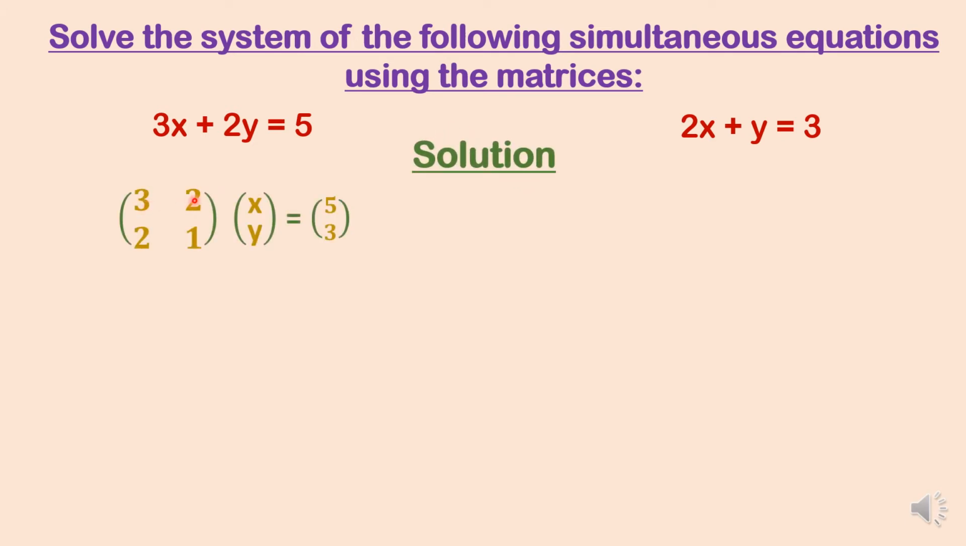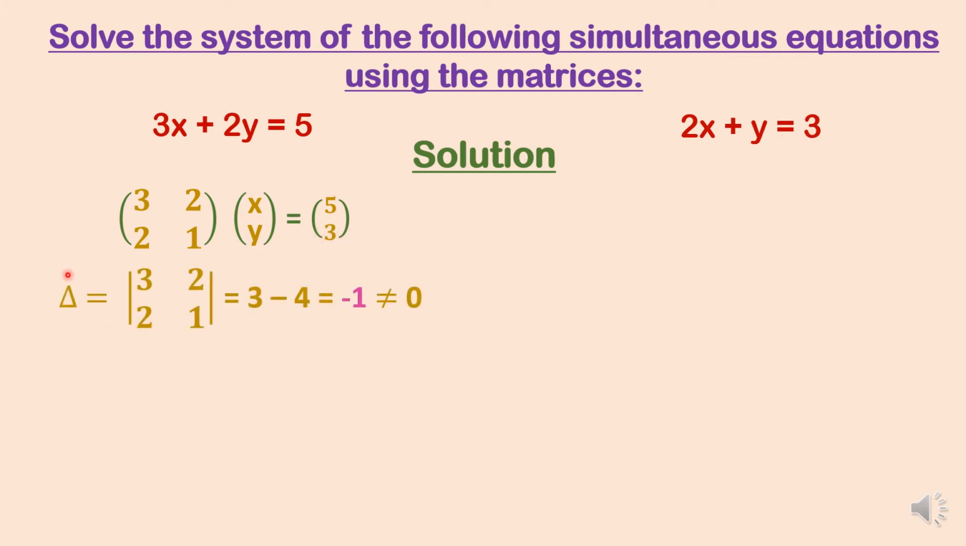[3, 2; 2, 1]. 3 is the coefficient of x and 2 is the coefficient of y. The same for 2 and 1: 2 is the coefficient of x in the second equation and 1 is the coefficient of y in the second equation. Then [x; y] equals [5; 3]. 5 is the answer of the first equation and 3 is the answer of the second equation.